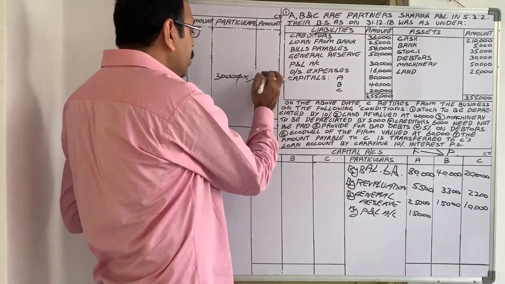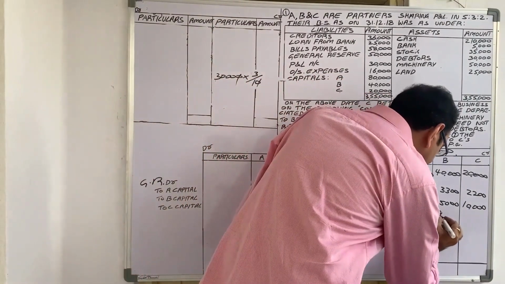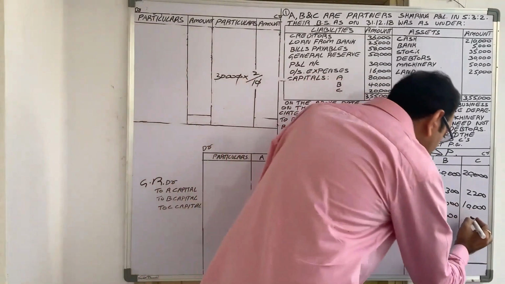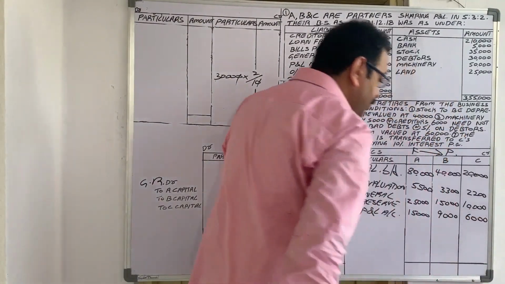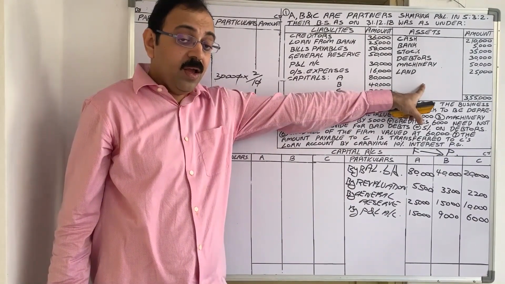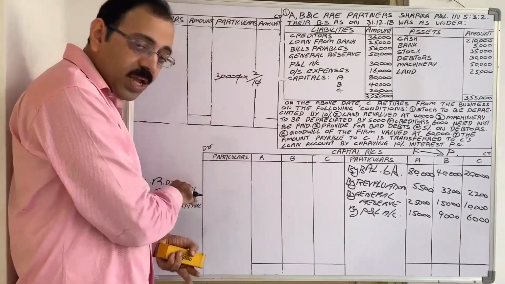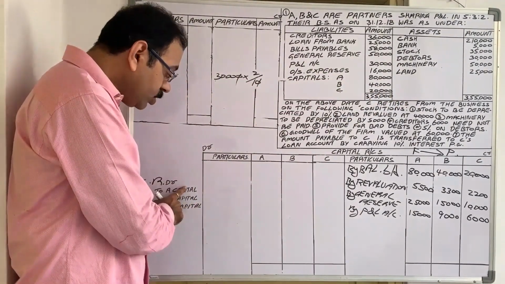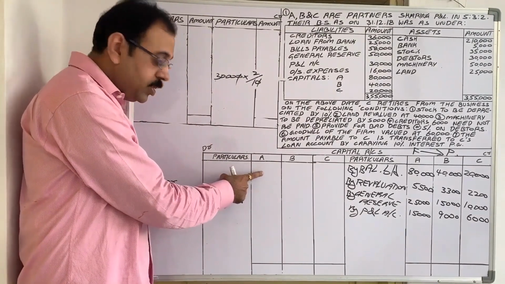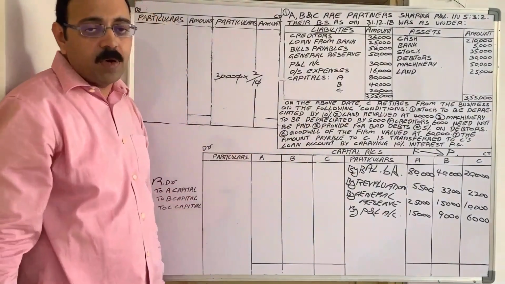Then B's share is 9,000 rupees. C's share is 6,000 rupees. If the P&L account is given on the asset side, then what will be the entry? This is an accumulated loss now. The reverse entry comes: all partners' capital accounts debtor to P&L account. Then we said we have to post that debit side to the profit and loss account. In 3 columns you have to write the respective amounts.